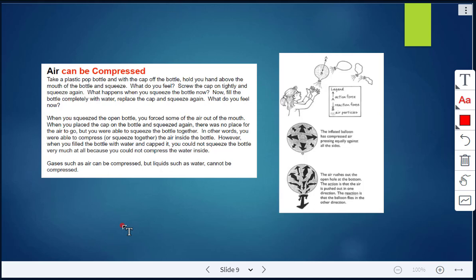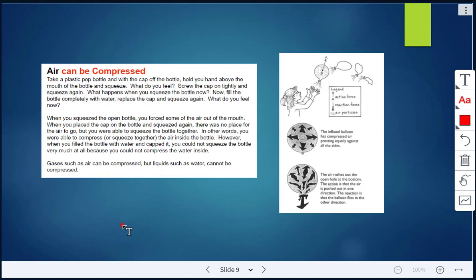All right, so when you squeeze the open bottle, you're forcing air out of the mouth. When you put the cap on the bottle and squeeze again, there's no place for the air to go, but you were able to squeeze the bottle together. So basically you're able to compress or squeeze together the air inside the bottle.